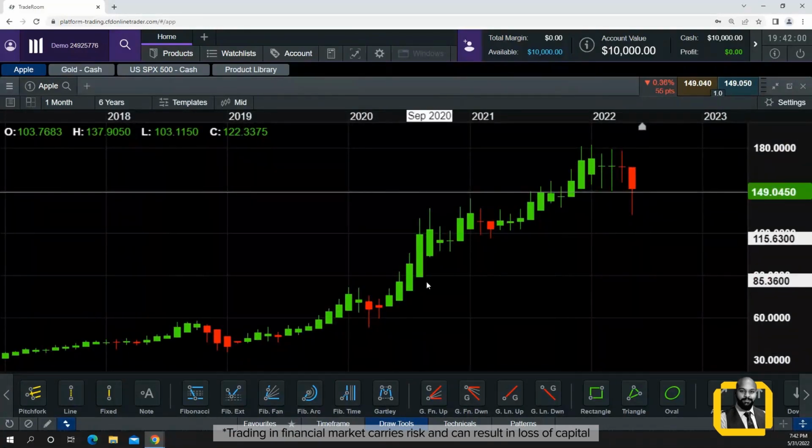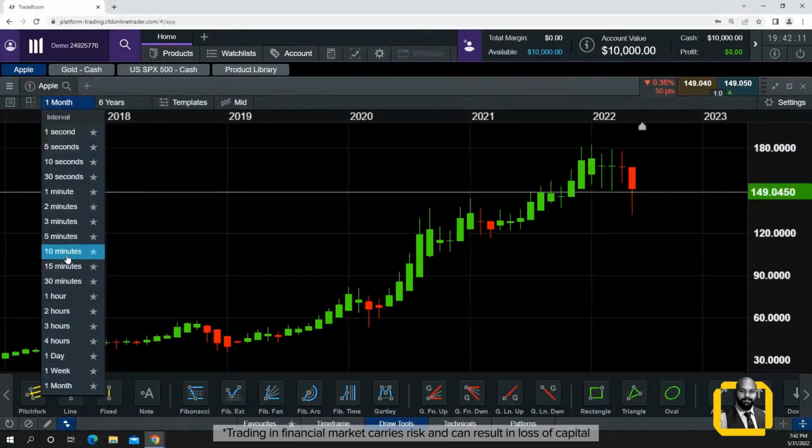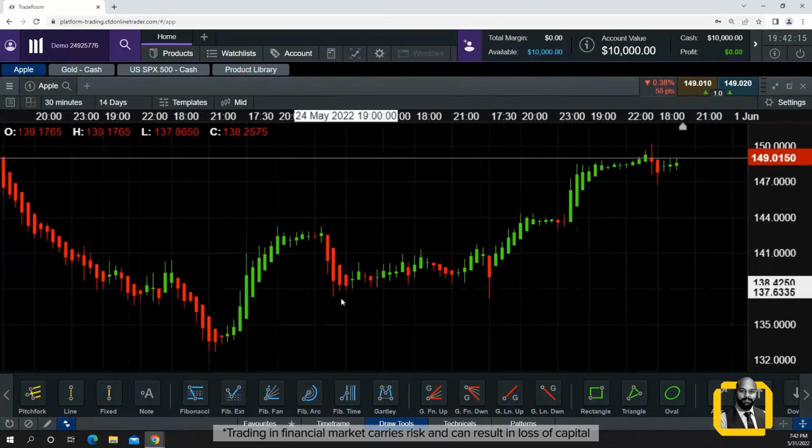Probably you are a person who looks at a shorter time frame. Will the same example or the same technique apply on a shorter time frame? Yes, it does. Now let's go to Apple. Let's go to a shorter time frame. Let's look at probably 30 minutes on Apple, right?